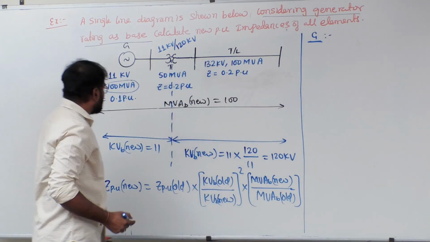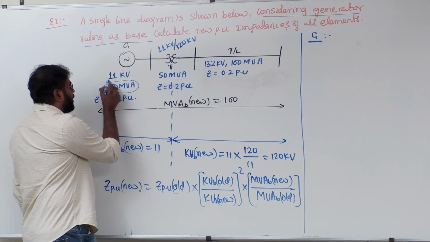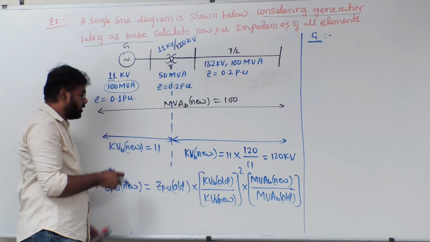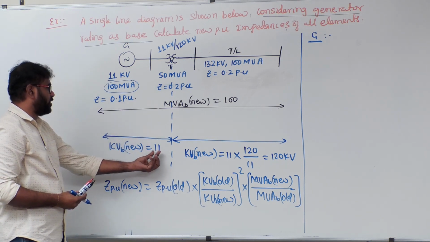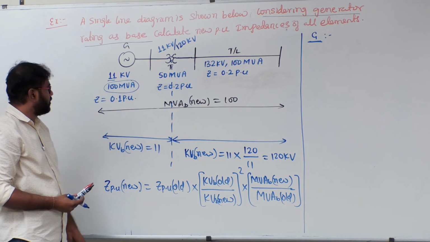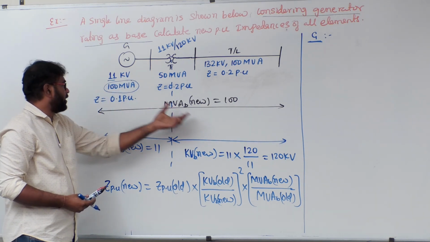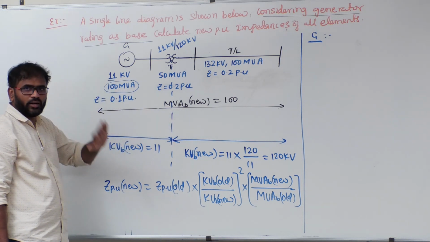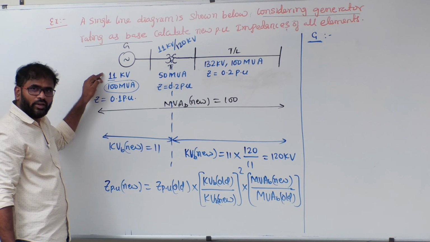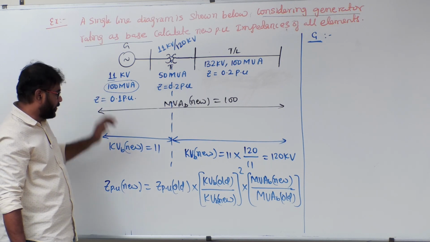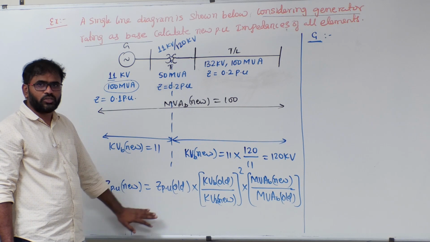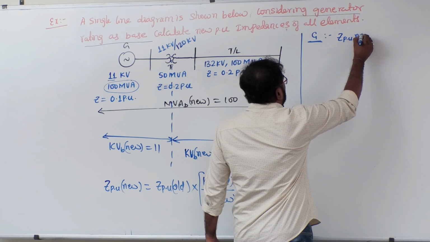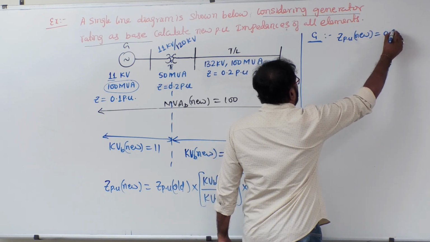Generator. So for the generator, what is the kVB old? 11. kVB new also 11. It is mentioned that the generator rating is the base. So kVB new is 11 kV, kVB old also 11. MVAB new is 100, MVAB old also 100. So Z per unit new and Z per unit old are the same for the generator. Directly I am writing Z per unit new for the generator, which is 0.1.